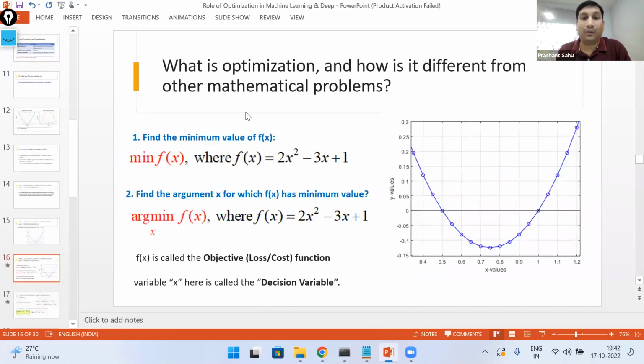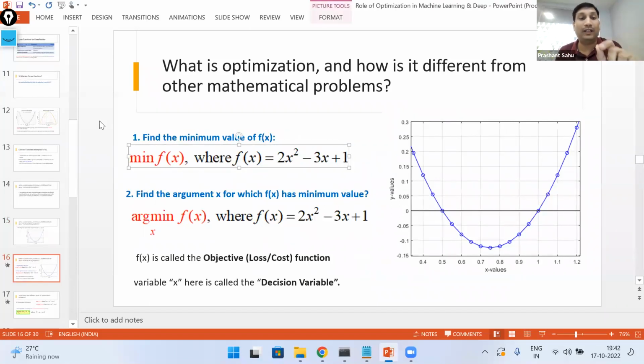Perfect. So this is how the mathematical version of that problem looks. Here we are trying to find the minimum value of f of x. So how do I read this equation? Listen to me carefully. Find the minimum value of f of x, where f of x is equal to 2x squared minus 3x plus 1. Here your solution would be the minimum value of the function. So what is the minimum value of the function?